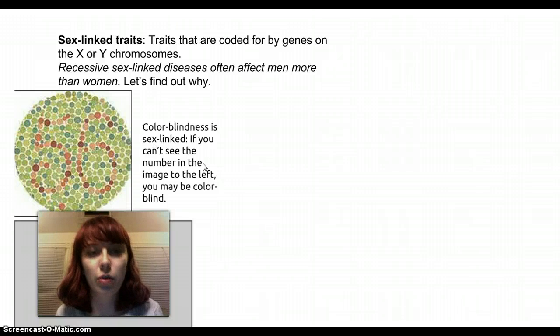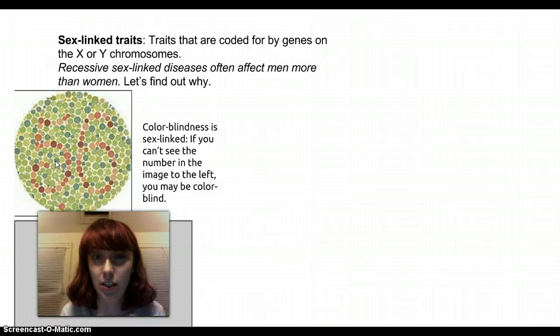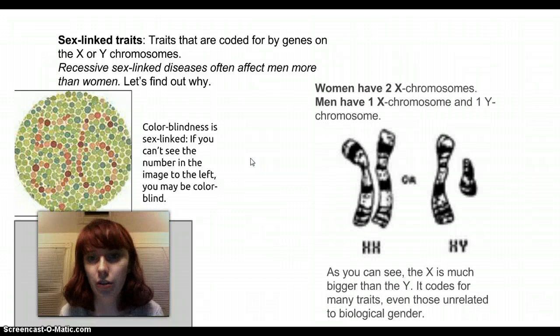So the first thing we're going to talk about is color blindness. If you don't know what it is, take a look at this picture. If you can't see a number, you might be colorblind. The number is 56, so test yourself.